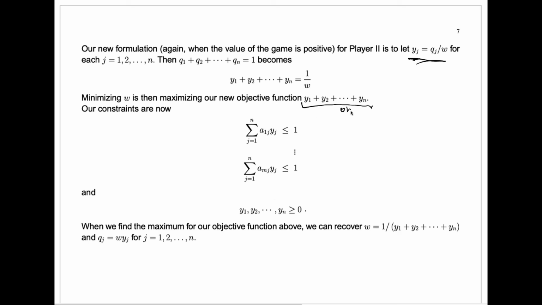So this is our new objective function. These are our new constraints, and our regular normalization there. Once we find the maximum value this time for our objective function, we can recover, again, w is 1 over the sum of the y's, and the probability vector q, which will be the optimal strategy for player 2. Each q sub j will be w times the corresponding value for y sub j that led to the maximum of our new objective function.